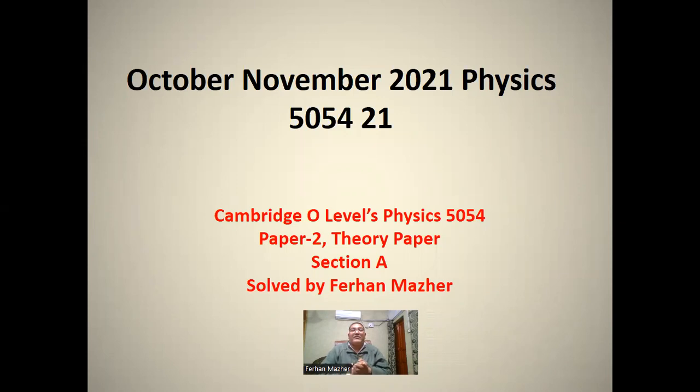And right now, I am with the 11th Cambridge class, and the subject we are studying is Physics 5054. This is Cambridge O Levels Physics, and today we have set our hearts to solve a theory paper. We have selected the October-November 2021 Paper 2, Variant 1, or you can say Zone 1. This is the latest paper of the Cambridge O Levels which we have right now.